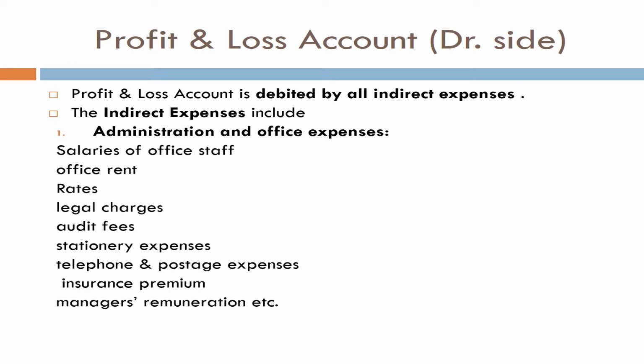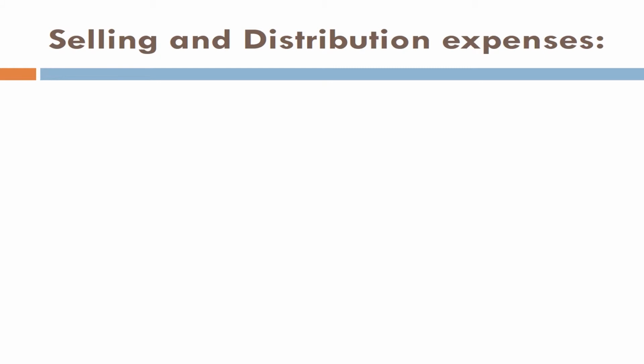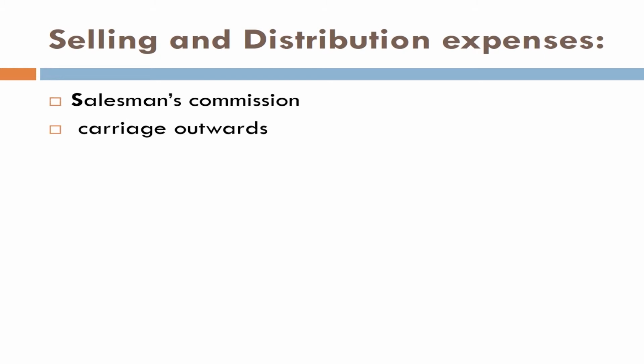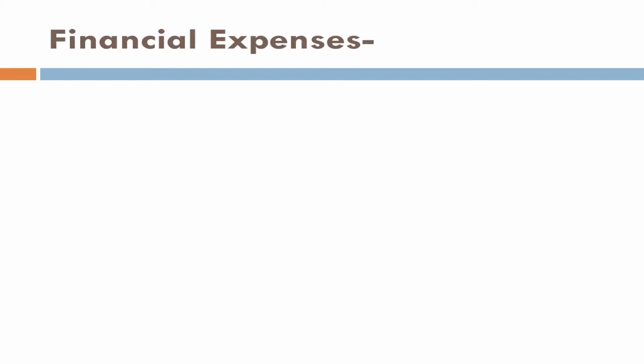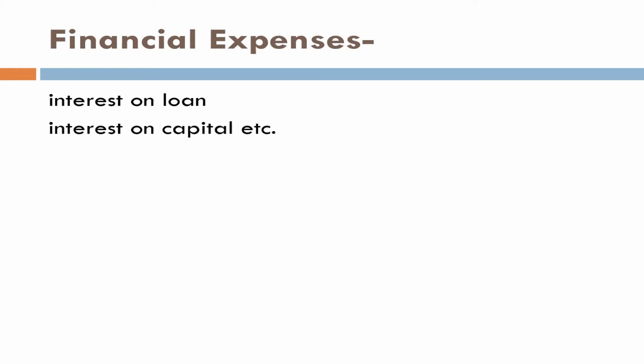Second one is selling and distribution expenses. These include salesman's commission, carriage outwards, depreciation, bad debts, repairs to delivery van, etc. Next one is financial expenses. It includes interest on loan, interest on capital, etc.